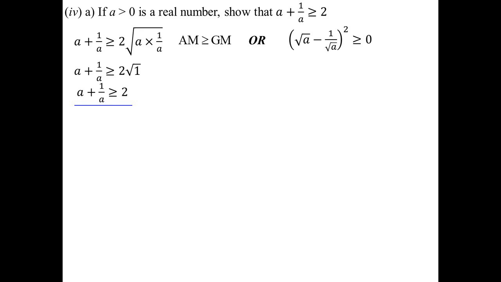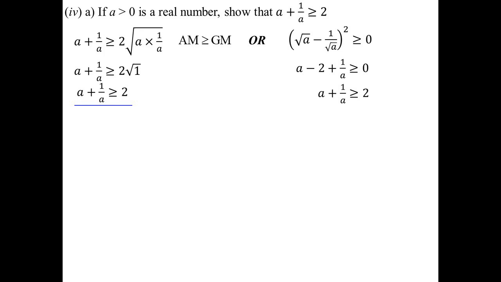Another way you could do it. Start with a known result. The square root of A minus 1 on the square root of A, squared, must be greater than or equal to 0. Expand it out, move a term over, whoops, and we got it. That's another way you could do it.